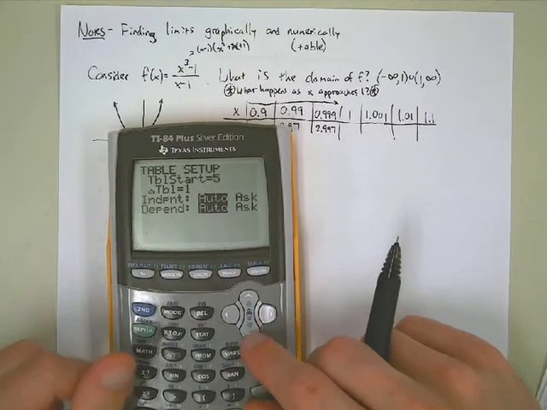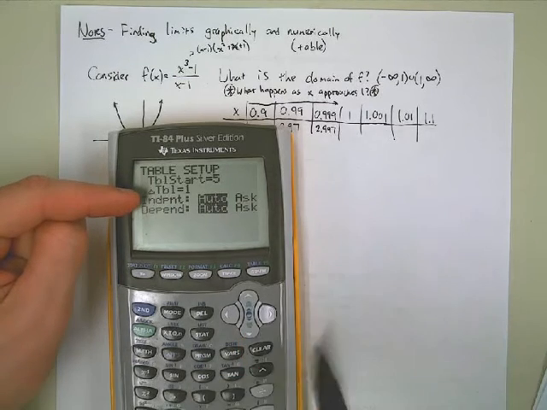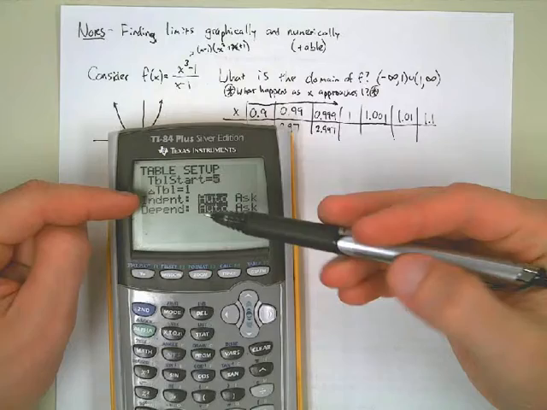Now, you can change where your table starts. The delta table means you can change by how much it goes up. So here it's starting at 5 and it goes up by 1 each time. But here's an even more powerful command.